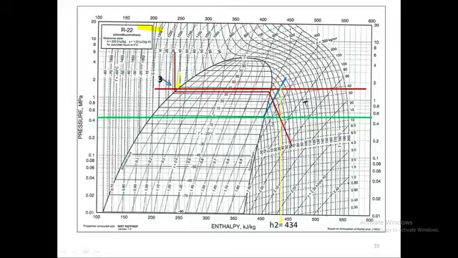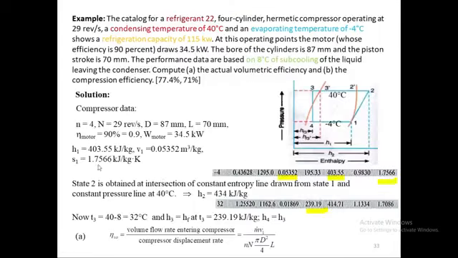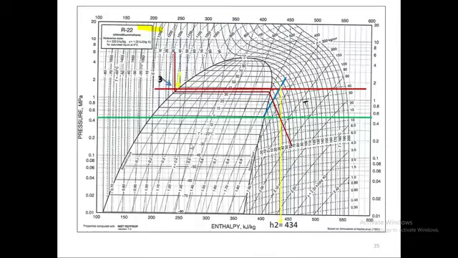So point 1 is at the saturation vapor line, this curve, where the evaporator line is crossing. So this is point 1, and the entropy, which is between 1.7 and 1.8, we have read from the table as 1.75. So we are going to take that as constant, draw a parallel line between 1.7 and 1.8, and wherever it crosses the red line, which is the condenser line, that will be your point 2.